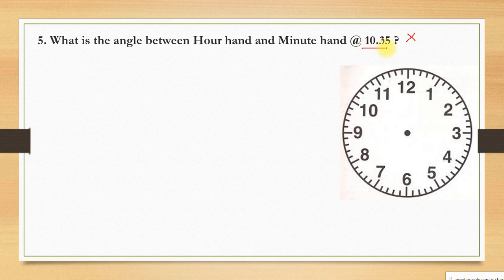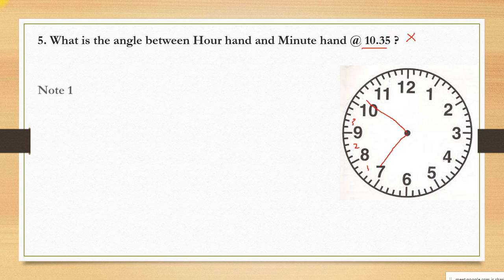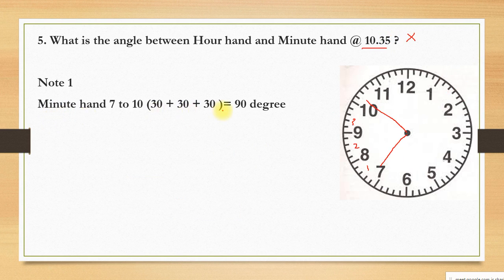Okay, let us take this particular example which is nothing but 10:35. As I told you earlier, the minute hand would be exactly over here. The hour hand will be somewhere around here, somewhat away from 10. So if you see the number of divisions, you can take here number of divisions 1, 2 and 3. I'm having a total of 3 divisions. Each division is 30 degree. So 30 plus 30 plus 30 is 90 degree.